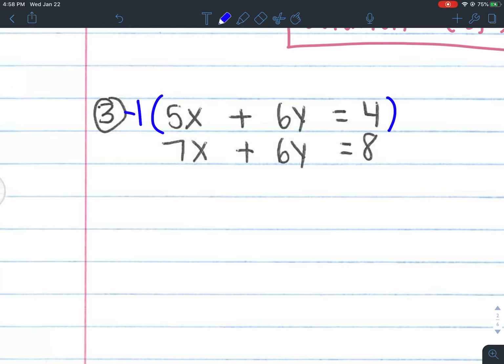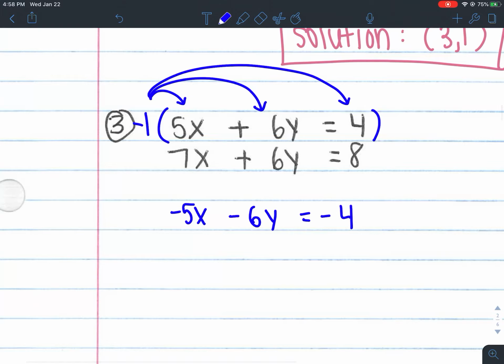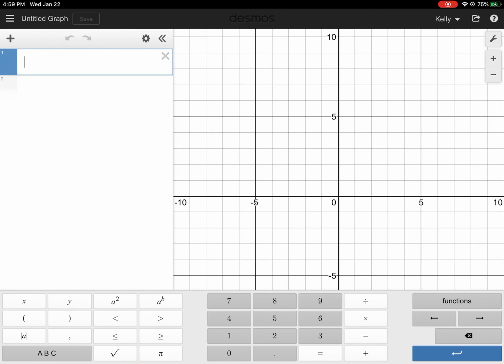We're going to multiply -1 by everything. -1 times 5x is going to be -5x. -1 times 6y is going to be -6y. -1 times 4 is -4. And you're like, whoa, did that change my equation? Like, I multiplied by something. Doesn't it change everything? Well, let's check with Desmos.